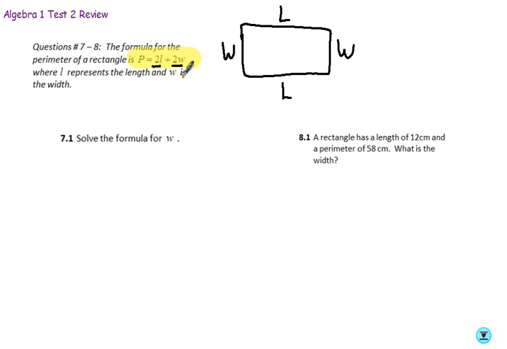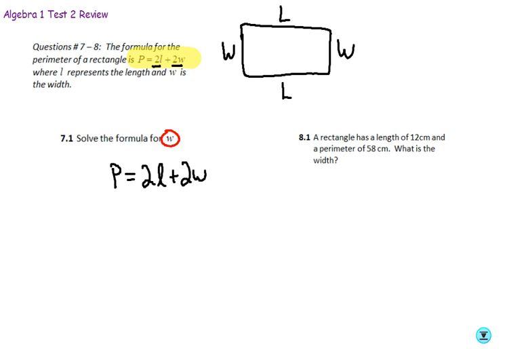Now, what they're asking us to do here is solve for W. As it is, the formula has P by itself: P equals 2L plus 2W. And they're saying get W by itself. So they're asking us to rearrange the variables and numbers so that the W is by itself instead of having the P by itself. What I'm trying to do is clear out everything on the right side with the W, and move everything away.